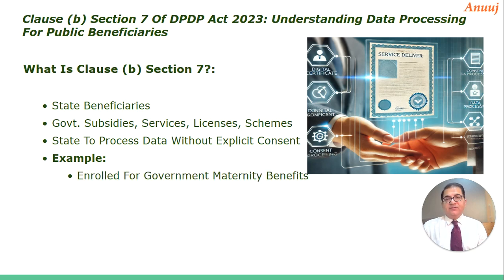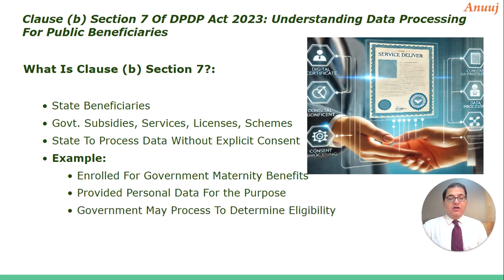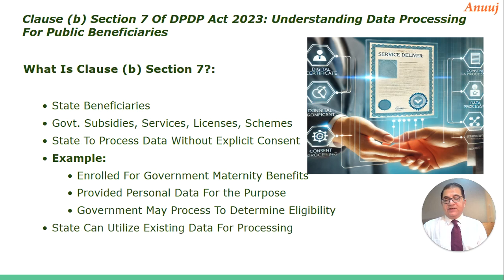For example, one of the ladies gets enrolled under the government maternity benefits, and she gets the benefits. Personal data is provided by her, that gets processed by the government. The government determines eligibility, and benefits are provided. Now this data is a part of the government machinery. She has already taken a benefit, she's got enrolled, she's provided one consent. Now for any other thing, no further consent is required, and the government can utilize the data. This helps the state to deliver the services very effectively and efficiently.